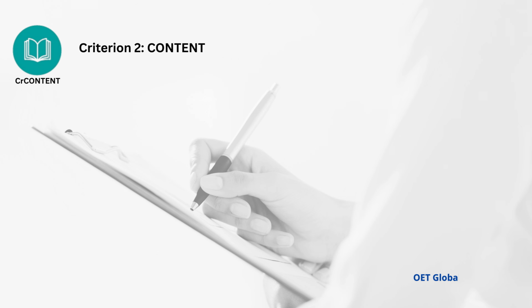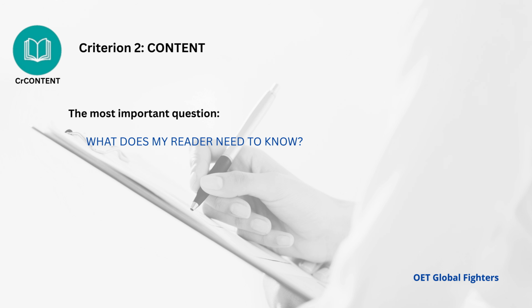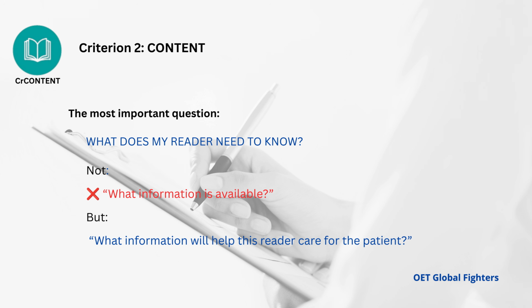Okay, now let's move to the second criterion, content. And this is where I want you to think about one person, not the examiner, not yourself. Think about the reader, because the central question for content is, what does this particular reader need to know? The OET guide explains that your letter should give the reader the information they need to continue caring for the patient and to complete any request you're making.